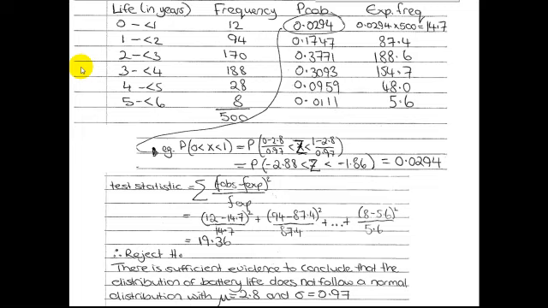So our test statistic is clearly in the reject region. So we say let's reject the null. We can say there is sufficient evidence to conclude that the distribution of battery life does not follow a normal distribution with mean 2.8 and standard deviation 0.97.